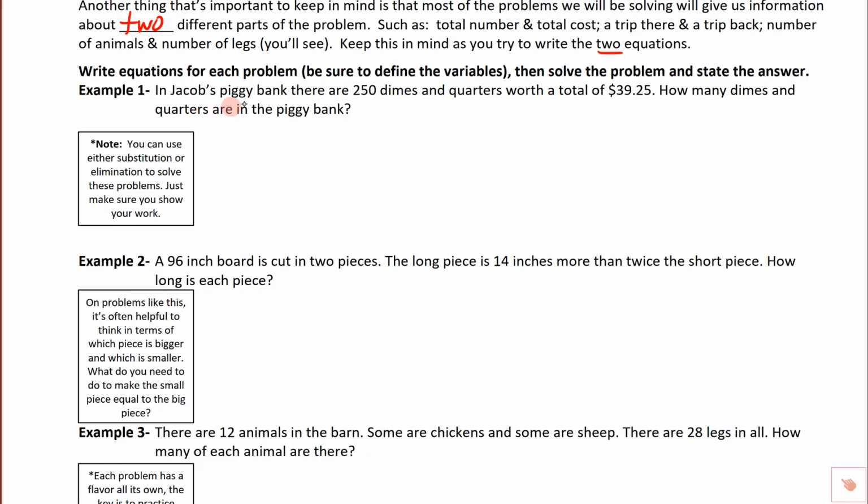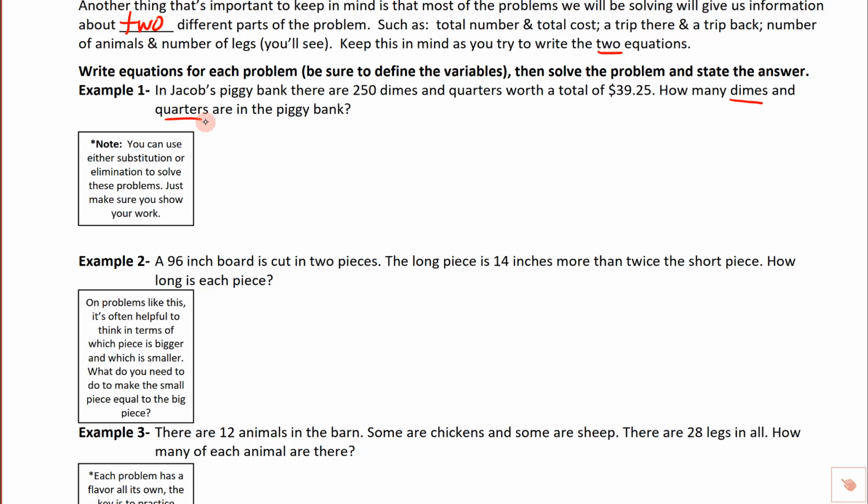It says in Jacob's piggy bank there are 250 dimes and quarters worth a total of $39.25. How many dimes and how many quarters are in the piggy bank? Now, they're not 250 dimes and 250 quarters. What this means is that in total, if we add the number of dimes and the number of quarters together, they're 250. And then if we add how much they're worth, it's $39.25. And again, here's the question: how many dimes and how many quarters?